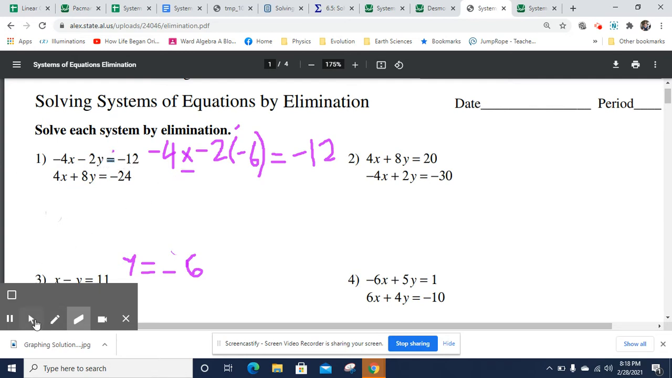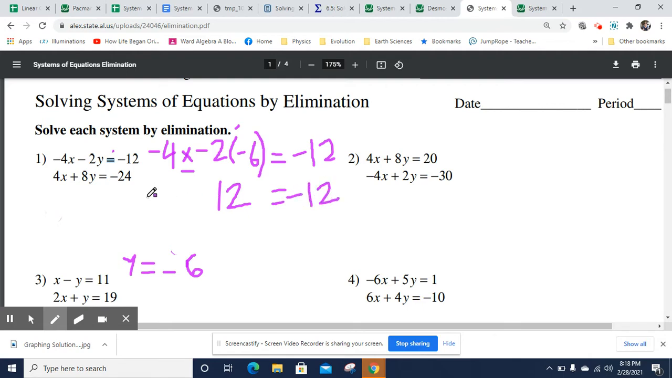Okay, so let's solve for x. So negative 2 times negative 6 is positive 12. I still have this negative 12 here. And I've got negative 4x. The subtraction became addition since it was a negative times a negative. Now I just need to subtract 12 from both sides to get rid of that. So minus 12. And then I end up with negative 4x is going to equal negative 24.